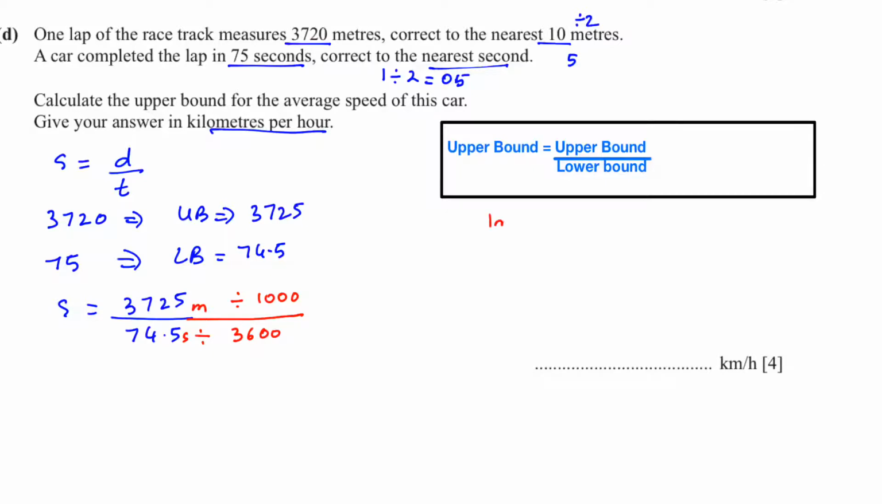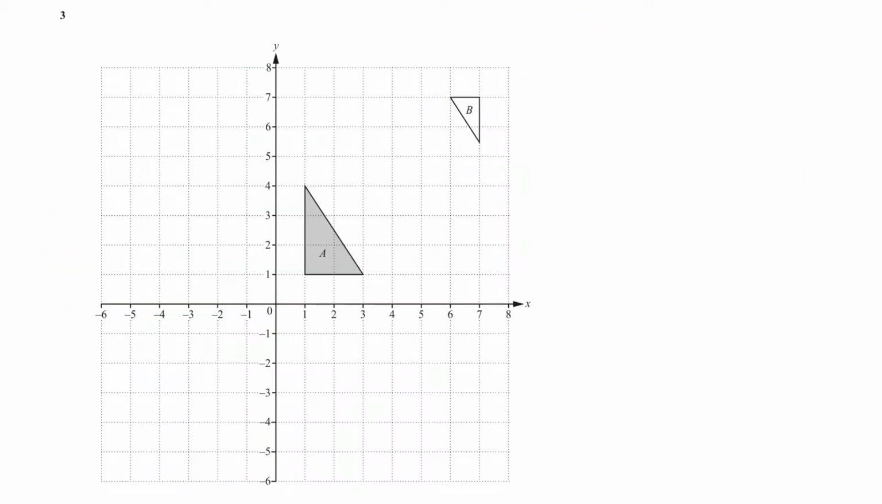You know that 1 kilometer is equal to 1000 meters and 1 hour is equal to 60 times 60 seconds, which is 3600 seconds. And we will get 180. So that is 180 kilometer per hour.